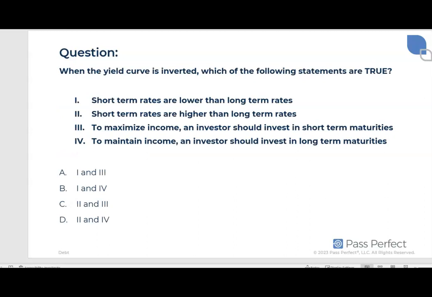When the yield curve is inverted, which of the following statements are true? 1. Short-term rates are lower than long-term rates. 2. Short-term rates are higher than long-term rates. 3. To maximize income, an investor should invest in short-term maturities. 4. To maximize income, an investor should invest in long-term maturities. Is the best answer A, 1 and 3, B, 1 and 4, C, 2 and 3, or D, 2 and 4?